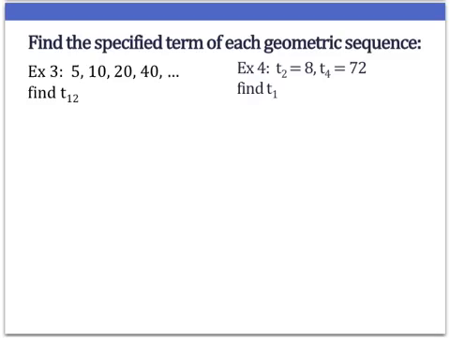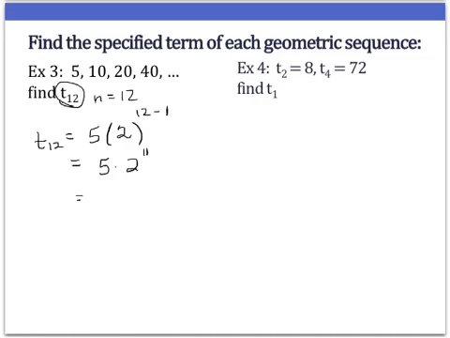Now example 3, we want to find the specified term. So we're looking for a specific position. So when you have something like that, that little number is n. So T12 is our first term times our ratio. And if you look at those numbers, you see you're multiplying by 2 each time. And it's going to be raised to the n minus 1. So do not multiply 5 and 2. Raise 2 to the 11th power first. And this is 2048, and then multiply by 5, which gives you 10,240.